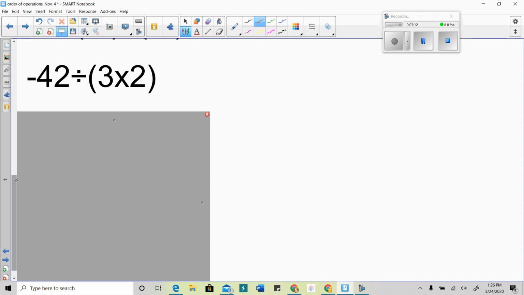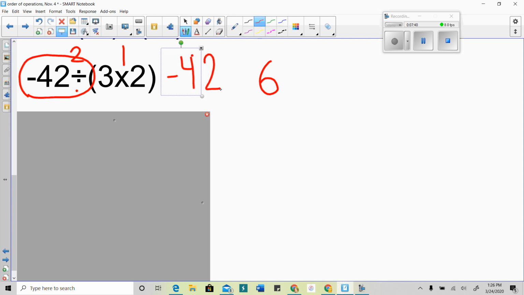Okay, so we've got two choices. Our choices are the parentheses or this division on the outside of the parentheses. So first we're going to do the parentheses, then we're going to go to the division outside the parentheses. So 3 times 2 gives me 6. That would be a +6, but I don't really need a sign. And then I'm going to take this part and put it on the front there because I have not used it yet. So I've got 42 divided by, actually -42 divided by 6.